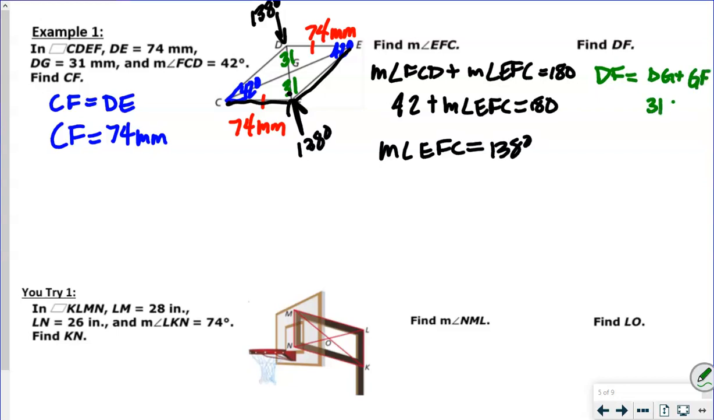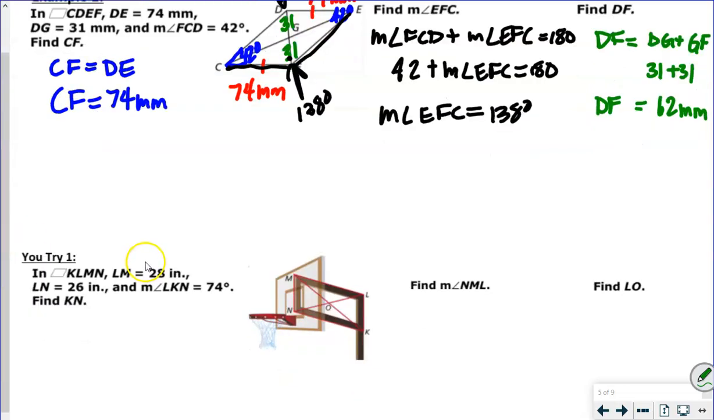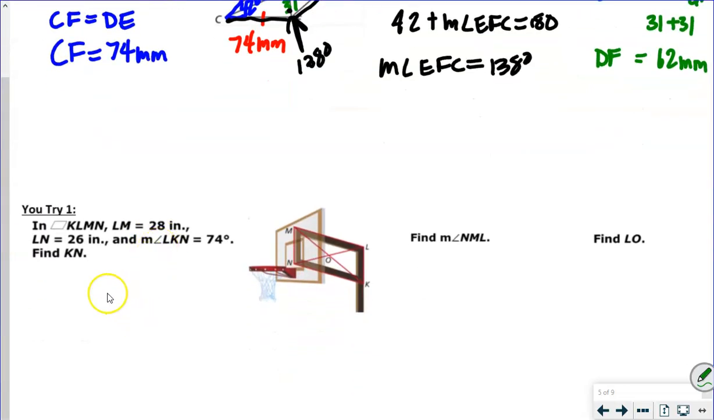So didn't we have 31 plus 31 here? So that's going to be 62, and that's what DF is going to be equal to. And again, that's millimeters. Okay? All right, go ahead and do this. You try. Come back to me when you're done.